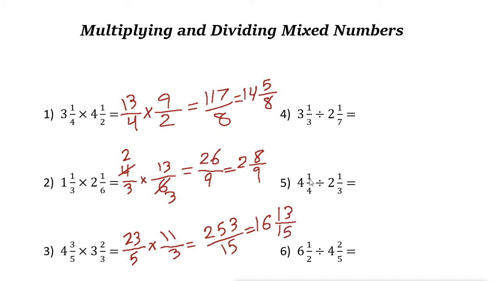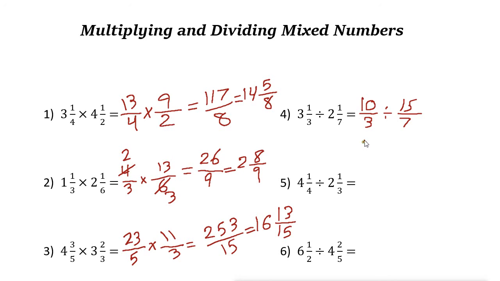Let's take a look at division. For dividing two mixed numbers, again, we need to turn them into fractions. So let's turn these two into fractions. 3 times 3 is 9 plus 1 is 10, so 10 over 3. And 2 times 7, 14 plus 1 is 15, so 15 over 7. Now for dividing two fractions, use the method keep, change, flip.